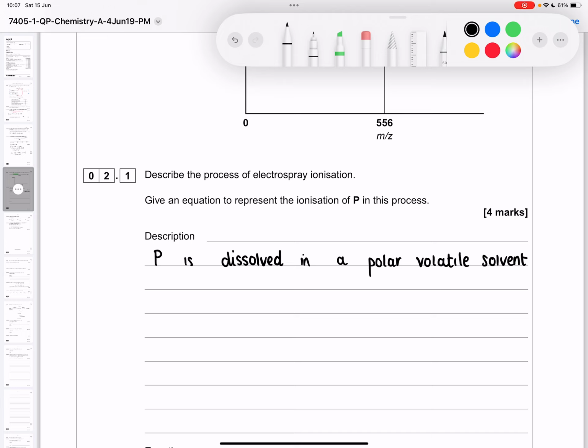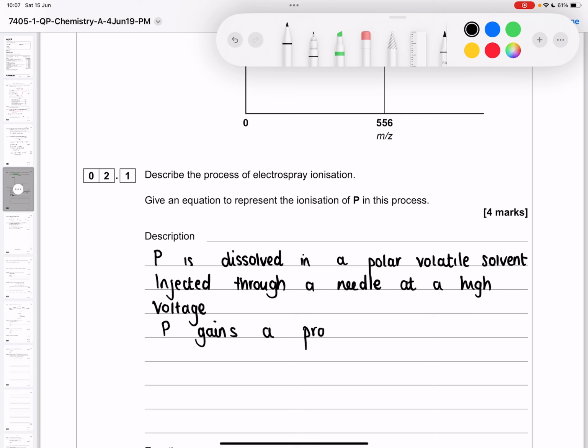It's then injected through a needle into the mass spectrometer that is at a high voltage. So the needle is attached to a high voltage power supply, and that is going to help us to the next part, allow the sample to gain a proton from the solvent. And remembering a proton is H+.